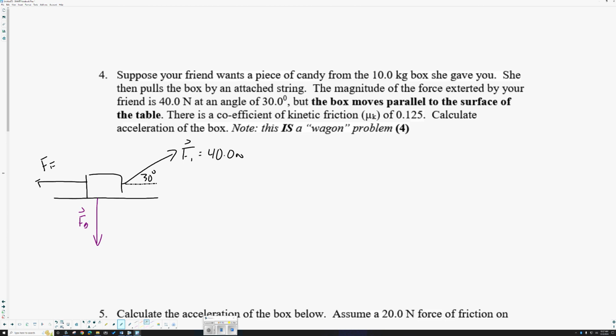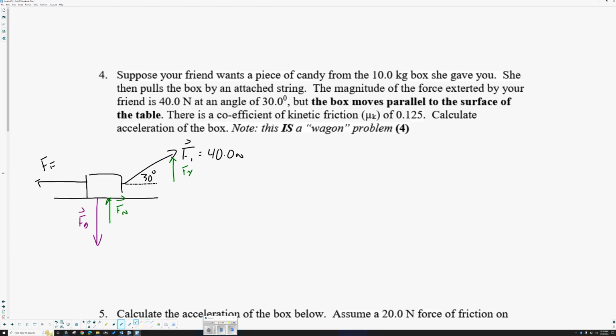And we have a normal force acting up. But the normal force is not going to cancel gravity, because we have that y component of the applied force that's helping the normal force counter gravity. We know that the downward force of gravity has to be equal in magnitude to the total upward force, but that upward force is provided by the normal force and the y component of that 40 Newton applied force.